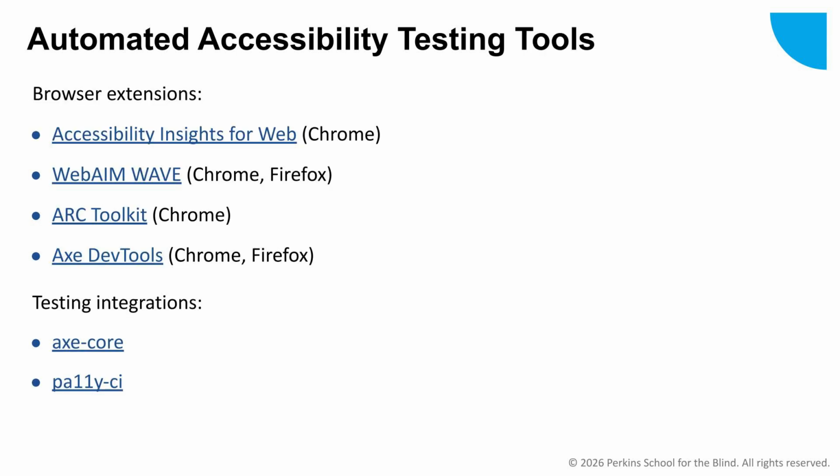On the screen, I have several automated testing tools that could be useful. These include Accessibility Insights for Web, WebAIM Wave, Arc Toolkit, and Axe DevTools. These are all browser extensions you can install. There are also tools like AxeCore and PA11Y CI that you can integrate into your testing suite.